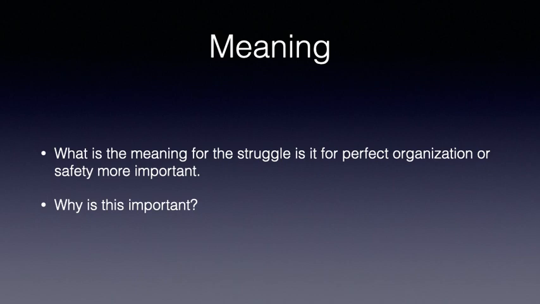Which brings us to the point of meaning. On the wheel, it's two steps behind power. And this is where we try to figure out what is the meaning of the struggle. Is it for a perfect organization or safety? Is safety more important? Why is this important?